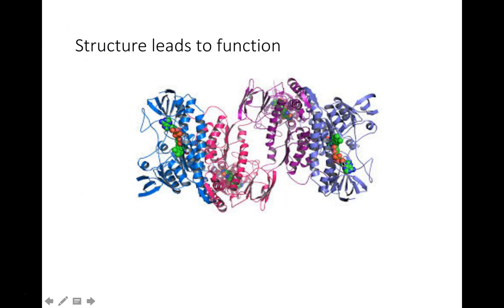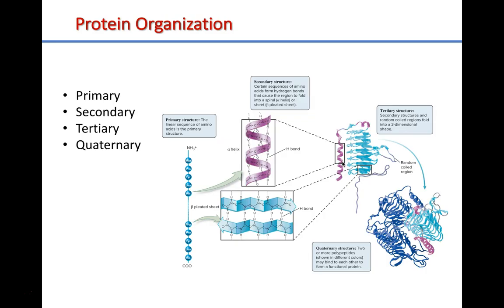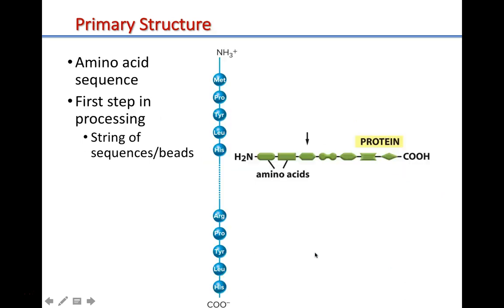So you may have heard this saying before, structure leads to function. This is a picture of an amino acid, and this is really key for helping us to understand that whole concept of structure leading to function. So proteins are organized in a very specific way. Initially, we start off with primary structure. Then we move on to secondary structure, which you see here, the purple and the teal, and then tertiary structure, and finally quaternary structure. So we'll go through each of these individually.